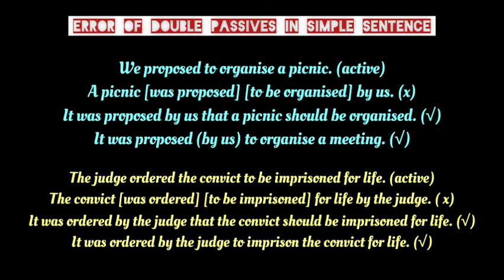But this sentence is mistaken because it seems that the judge gave the order to the convict. We can correct this sentence as a complex sentence. It was ordered by the judge that the convict should be imprisoned for life. Alternatively, the simple sentences in the respective examples, it was proposed by us to hold a meeting and it was ordered by the judge to imprison the convict for life are also correct constructions.